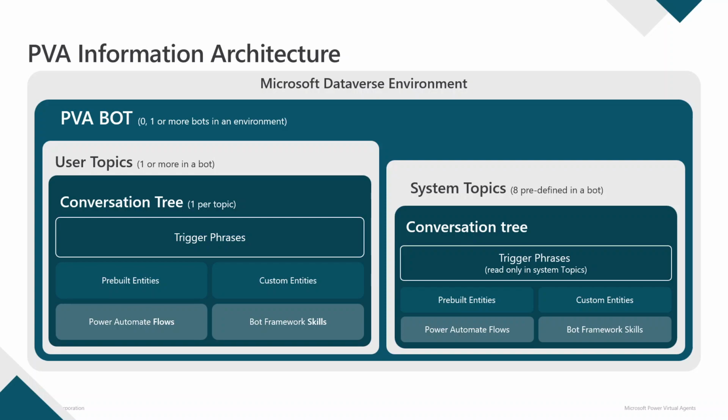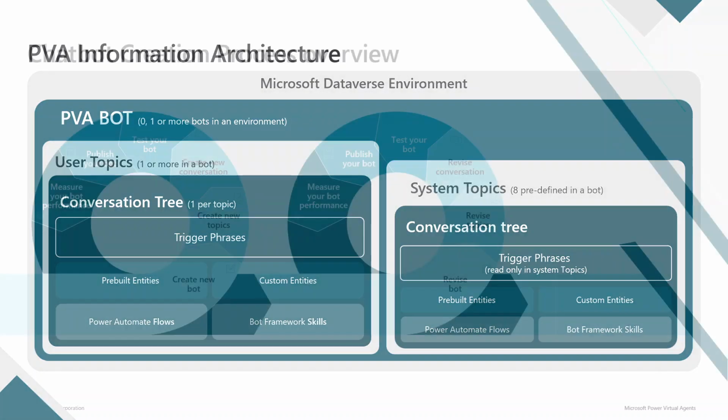Within the conversation tree, you can initiate Power Automate flows. It can also leverage bot framework skills. In fact, skills are the things that we're using a lot of inside PVA itself, but you can also reach out to bot framework and use additional skills if you need to. So that's the architecture in a nutshell.